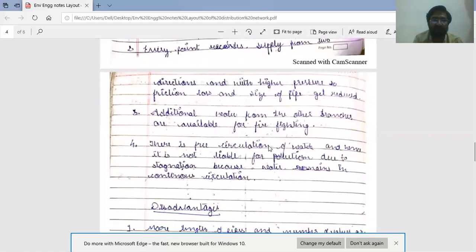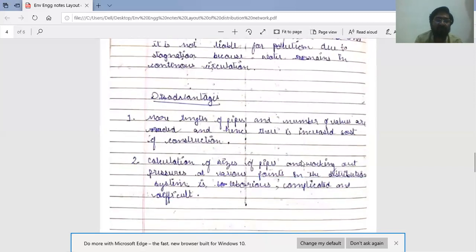Third is additional water from the other branches is available for firefighting. In case of emergency, there is free circulation of water, and hence it is not liable for pollution due to stagnation, because water remains in continuous circulation.